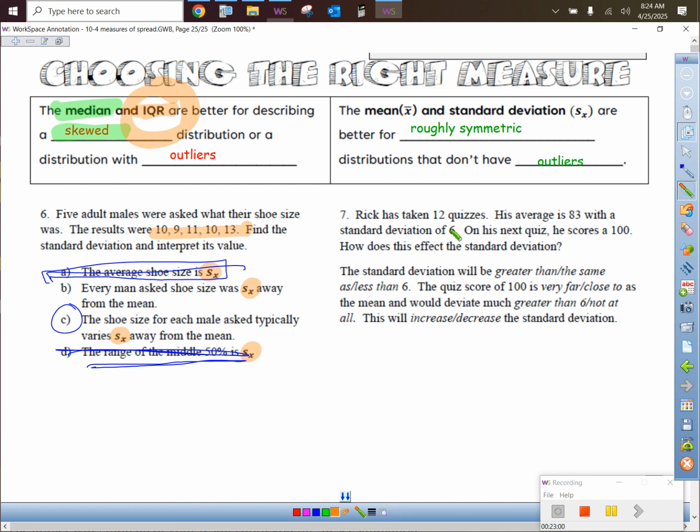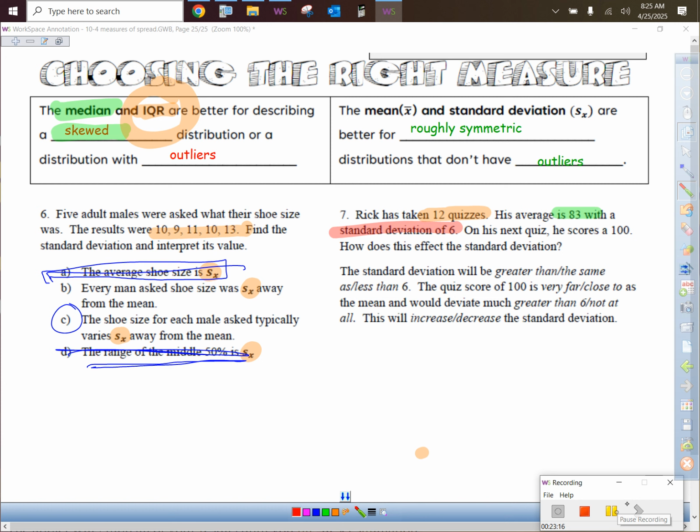Rick has taken 12 quizzes. His average, 83, and a standard deviation of 6. Talk to a neighbor first. What does that mean? He has a standard deviation of 6. His average is an 83. And he's got a standard deviation of 6. What's that mean to you? Here's my question. Is it likely on his next quiz he gets an 89? Is it likely? Where did I get the number 89 from?